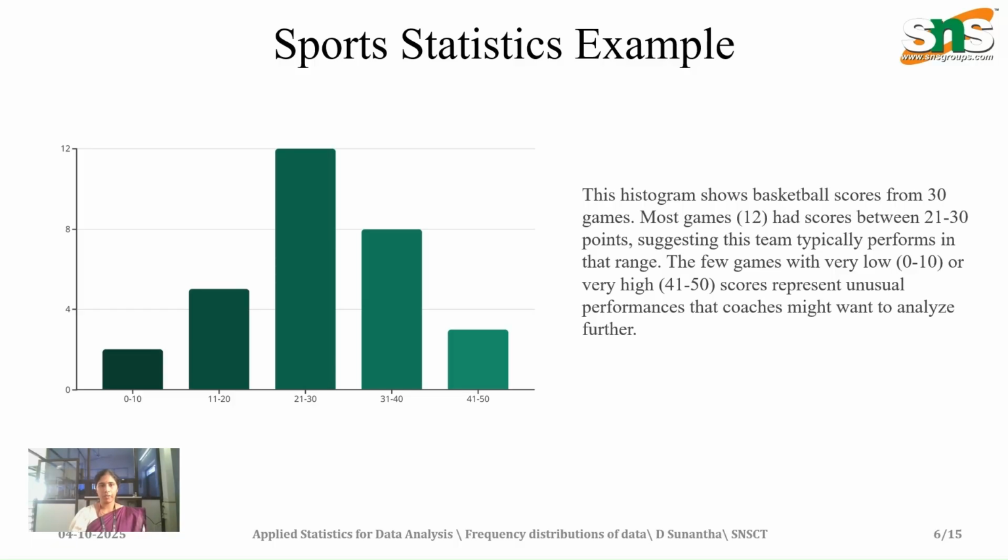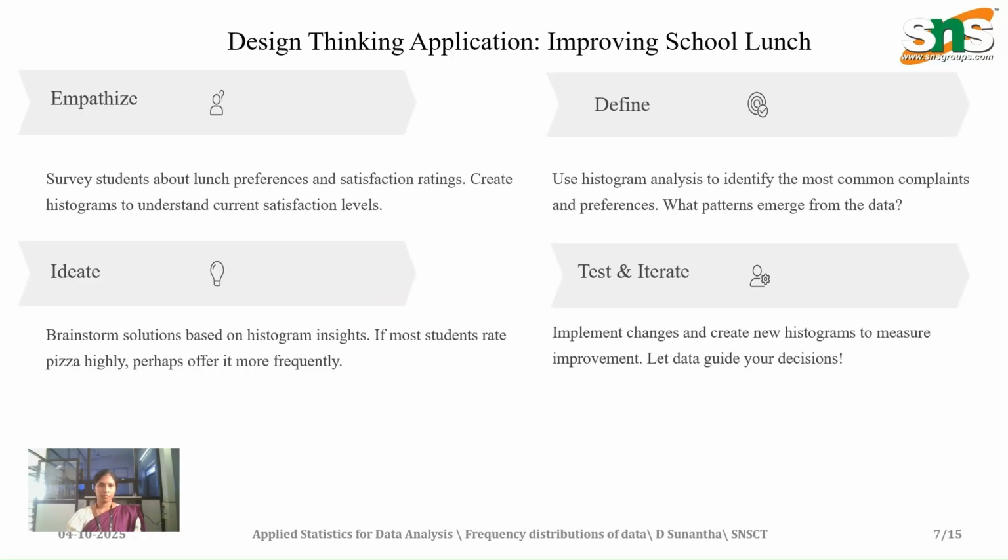So here the data is given in the question or plotted in the graph, like the 0 to 10 range in the first, which is very low. Next, 41 to 50, which is a high one, is in the last. Next, the 21 to 30 range has a total of 12, so it is plotted to the maximum. Next, the 11 to 20 and 31 to 40 intervals are plotted similarly.